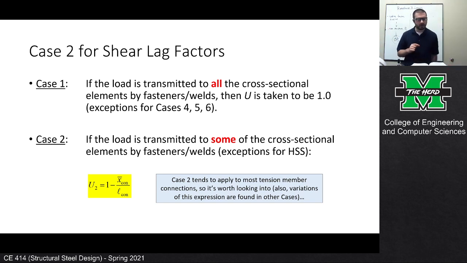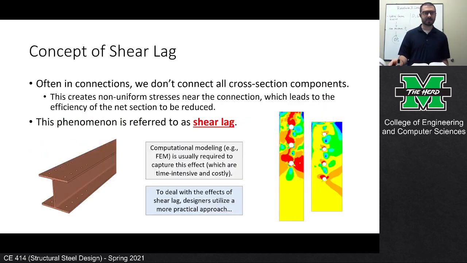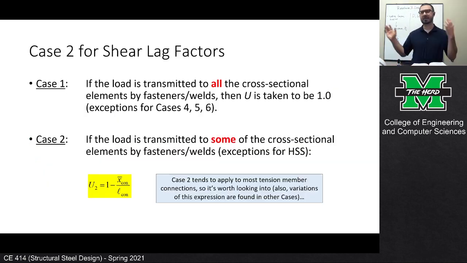So case 1, all tension members where the tension load is transmitted directly to each of the cross-sectional elements by fasteners or welds, with some exceptions, we take the shear lag factor to be 1. And so what that means is if you have a cross-section, like the situation I was looking at before with the wide flange here, what if it's the flanges and the web? What if they're all connected? If all of those components are connected, for simplicity, we take U to be 1.